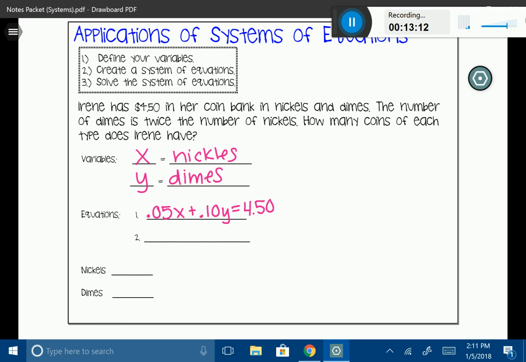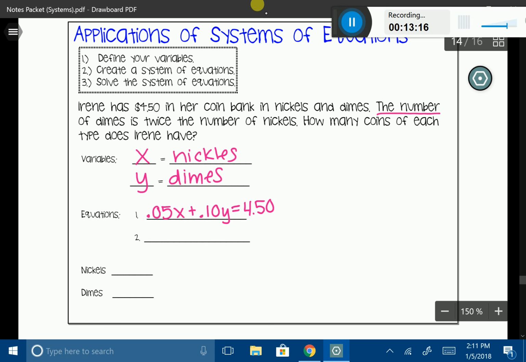Now, this one is different because we have this sentence here. The number of dimes is twice the number of nickels. Well, we have to do a little bit of translating here, don't we? The number of dimes, which is y, is equal to twice the number of nickels, x. So now we have our system of equations.